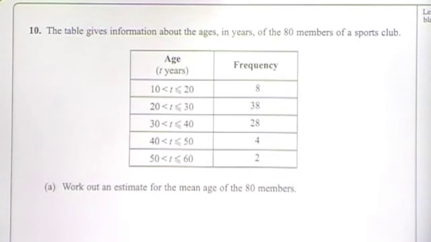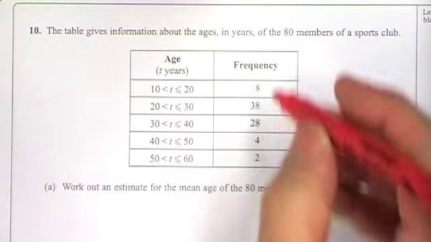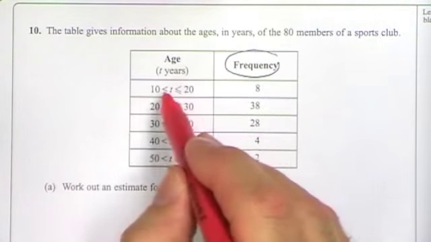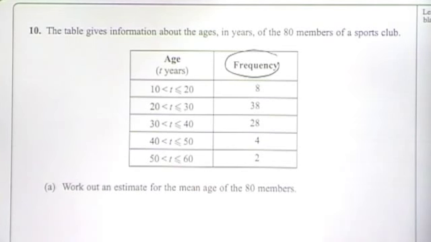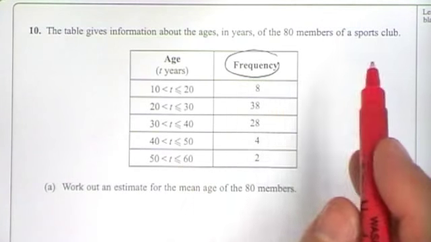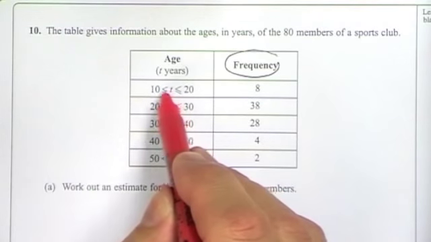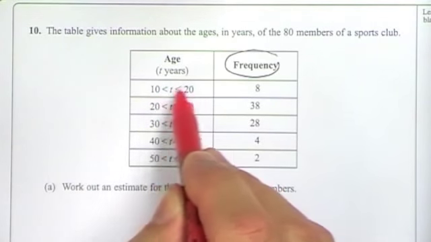Question 10 is a frequency table. It's a frequency table because this column here is frequency. It tells you how many times the values in the first column actually occur. Not only is it a frequency table, it's a grouped frequency table because these aren't single discrete values here. This gives you a range of values.